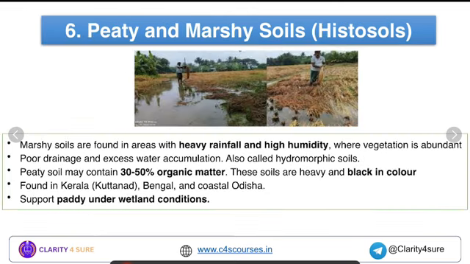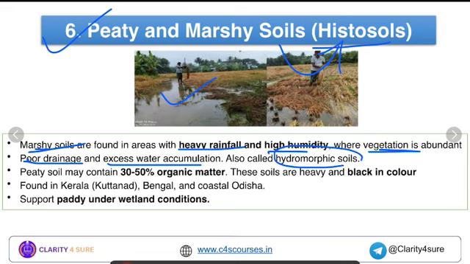Okay. The next one is the peaty and marshy soils. It is covered under the histosol soil order. Let's cover marshy first. Marshy soil is found in areas with heavy rainfall and high humidity, where the vegetation is abundant. They have poor drainage capacity and accumulate excess water, which makes it look like this. Because of all these reasons, it is also called a hydromorphic soil. So yes, this is about the marshy soil.